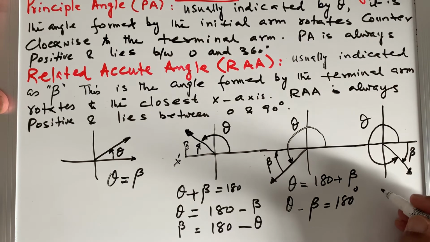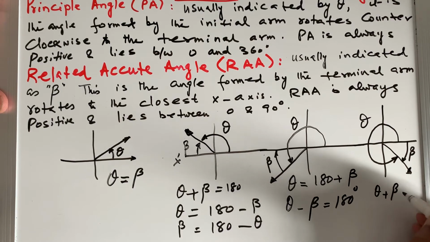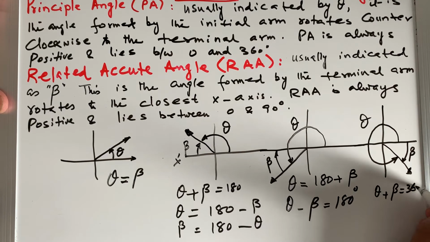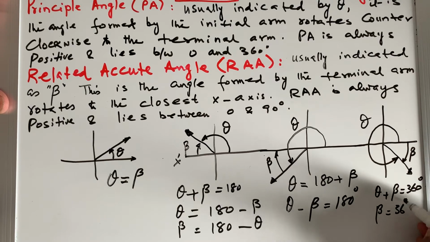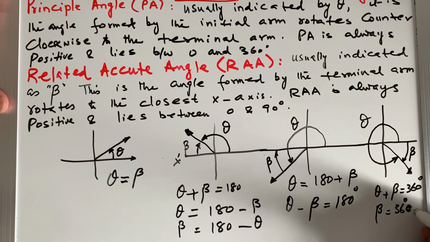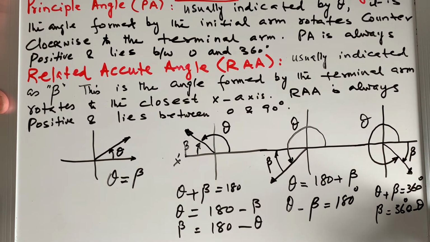So what do we develop here? We develop here that theta plus beta is equal to 360 degrees. If you understand these relationships, then you can answer any question related to angles. So beta is equal to 360 minus theta, right? 360 is the whole angle, so 360 minus theta is your beta. So these are the four quadrant situations.